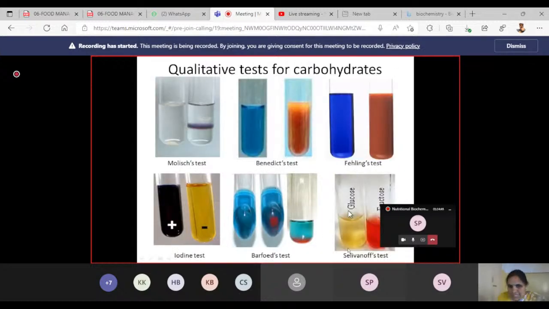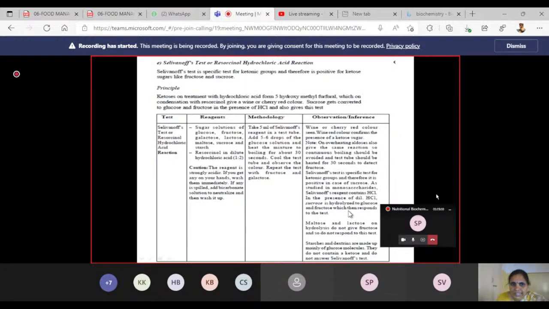Observe Barfoed's test. If they are reducing, they can form the brown precipitate only at the bottom, not throughout. The positive test is you will get a brown precipitate only on the bottom. If there's no change after heating, it's a negative test. If it is getting a brown precipitate only at the bottom, it's a positive test. So what is positive and negative test telling?